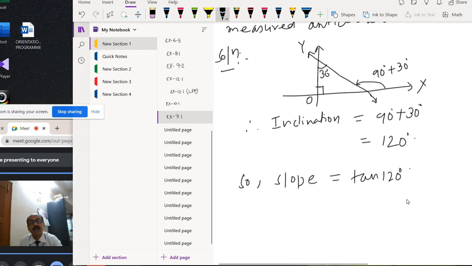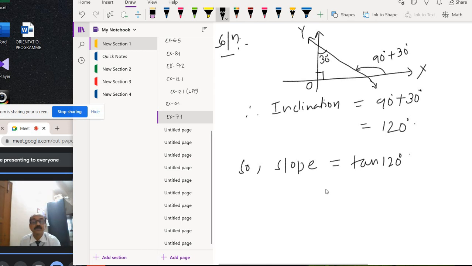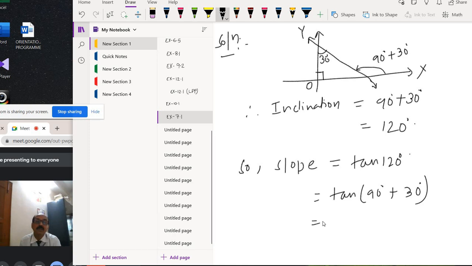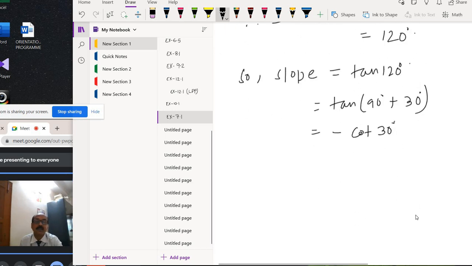Now find its value. tan 120, tan 90 plus 30, you can write, equals minus cot 30. And what is cot 30? Root 3. So minus root 3. Okay, so this is the answer.